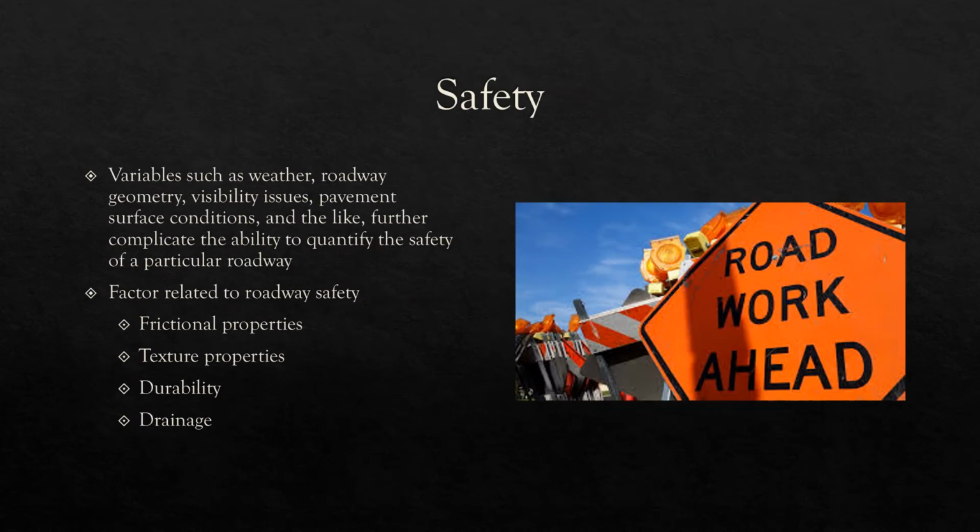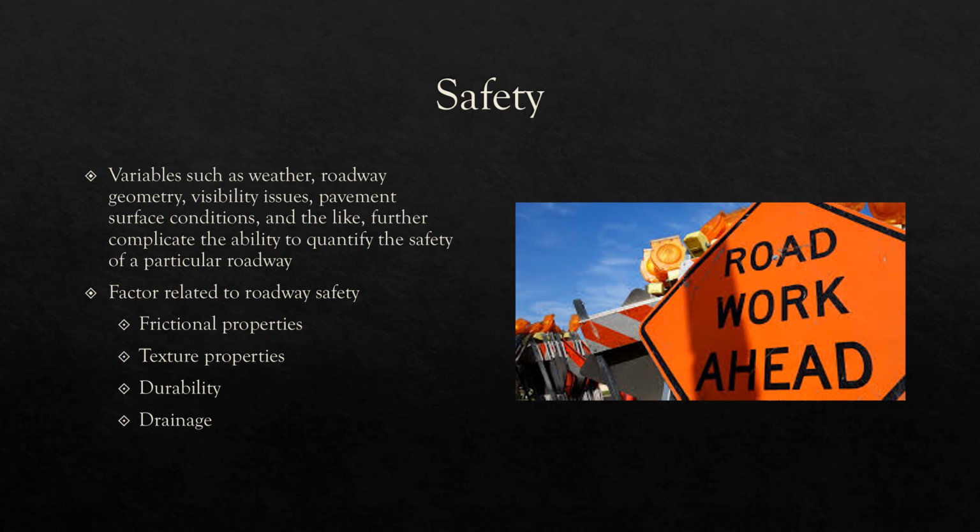In this slide, we will be discussing the safety aspects associated with pavement. First off, it is important to understand that variables such as weather, roadway geometry, visibility issues, pavement surface conditions, and the like further complicate the ability to quantify the safety of a particular roadway. There are four primary factors related to roadway safety.